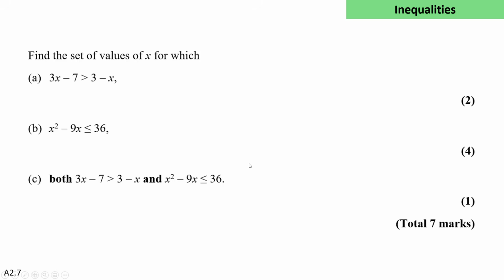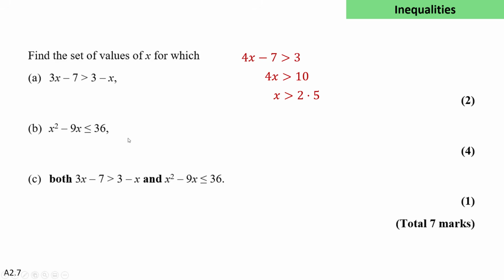Inequalities. First part of this question. Find the set of values for which 3x minus 7 is greater than 3 minus x. So we add x to both sides. We get 4x minus 7 is greater than 3. Add 7 to both sides. 4x is greater than 10. Divide both sides by positive 4. We get x is greater than 2.5.